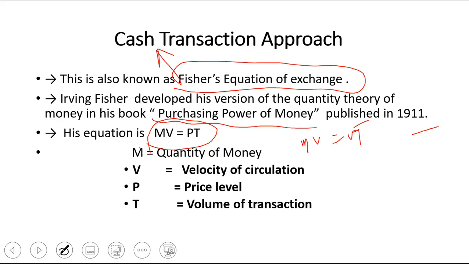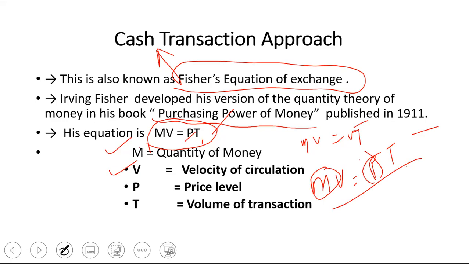M stands for quantity of money, V stands for velocity, P stands for price, T for volume of transaction. Children, what is the equation? MV is equivalent to PT. It's an important variable. M and P. बाकी जो variable है, they are the indirect variable.